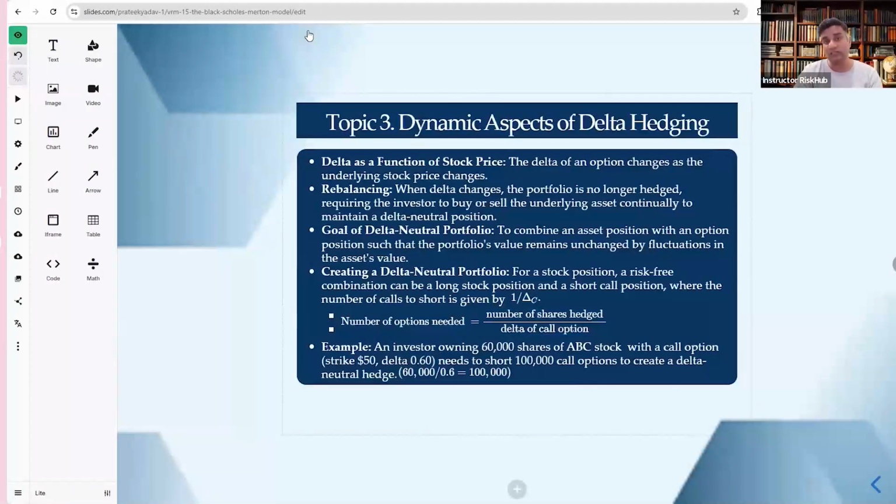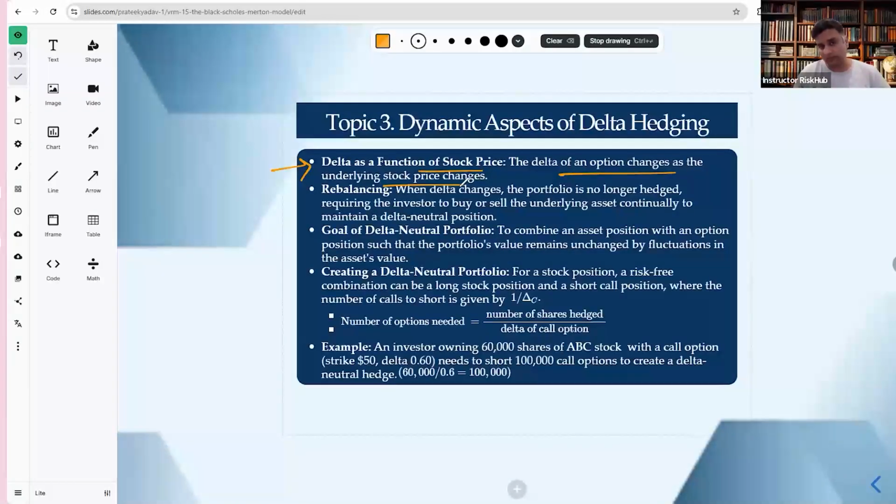Now we are getting into the hedging part. How do we hedge? So delta we understood, delta as a function of your stock price. The delta of an option changes as the underlying stock price changes. Stock price will never remain constant. Stock price can go up and down, so delta will keep changing up and down. Rebalancing: when delta changes, the portfolio is no longer hedged, requiring the investor to buy or sell the underlying asset continuously to maintain a delta neutral position.